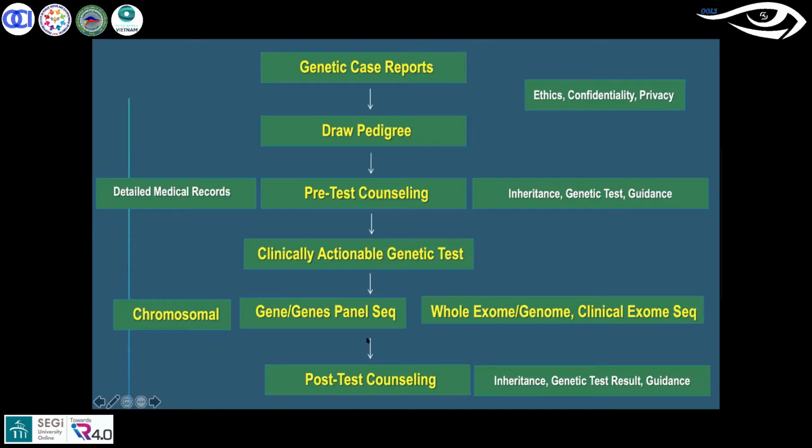So once you do the test and you get the result, then you sit for post-test counseling, and then you can be extremely confident of the inheritance. The genetic result can be interpreted, and accordingly, you can focus on the guidance that is necessary for the individual and the family.